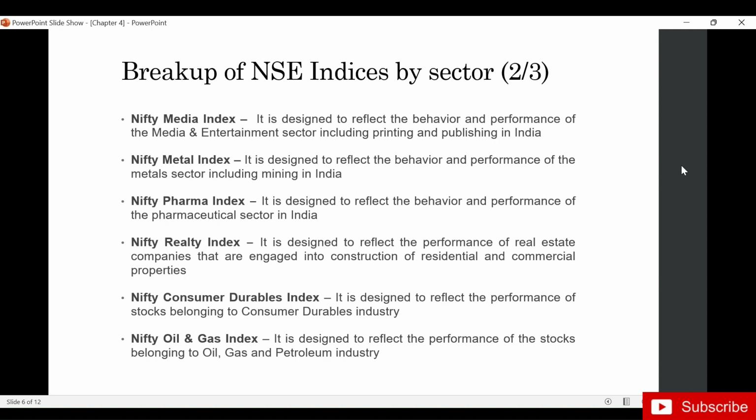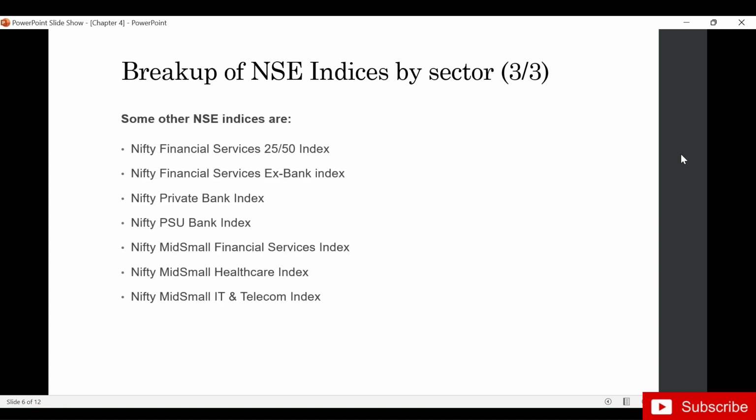Next is the Nifty Realty Index, which reflects the performance of real estate companies that are engaged in construction of residential and commercial properties. Next, we have the Nifty Consumer Durables Index, which is designed to reflect the performance of shares that belong to the consumer durables industry. Next is the Nifty Oil and Gas Index, which is designed to reflect the performance of shares that belong to the oil, gas, and petroleum industry.